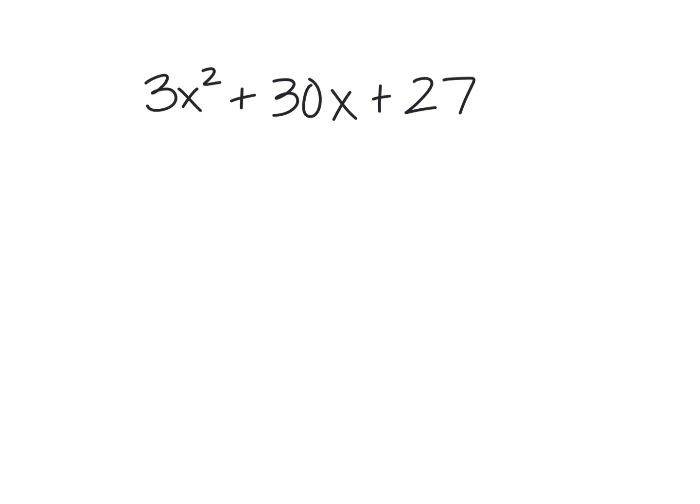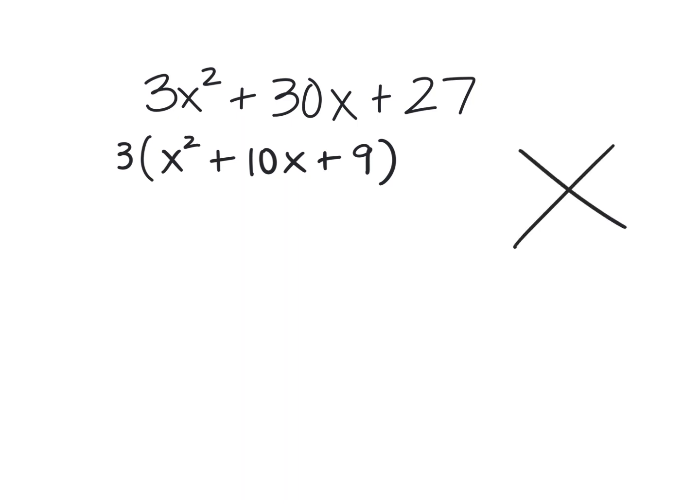All right, why don't you guys pause the video and try this one? All right, first thing, you guys can divide a 3 out of here. It looks like 3 goes into all of them. So I'm going to rewrite it as 3 times the quantity 3x squared plus 10x plus 9. Again, this still says the same thing. I just rewrote it using the distributive property.